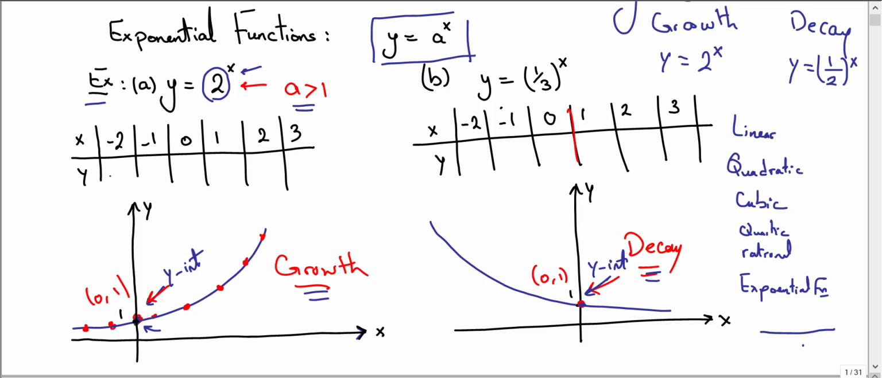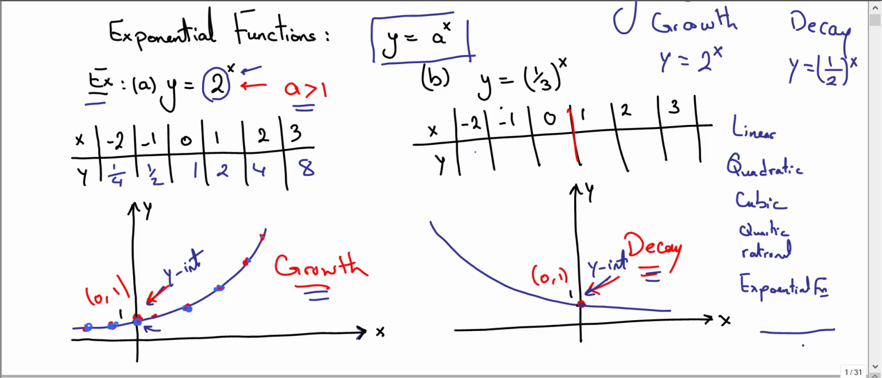1/4, half, 1, 2, 4, and 8. Now you have some points. Plot the points. So I have a point here, a point here. This is the y-intercept, and points here, here, here, here. You plot the points and you get a growth graph.